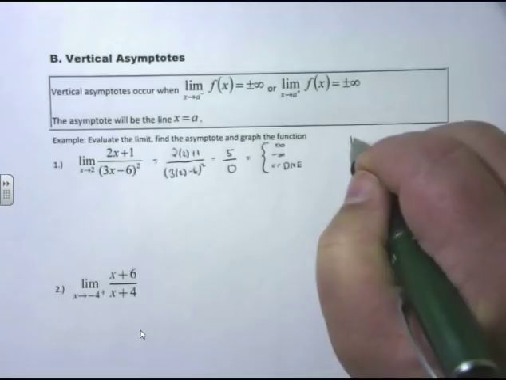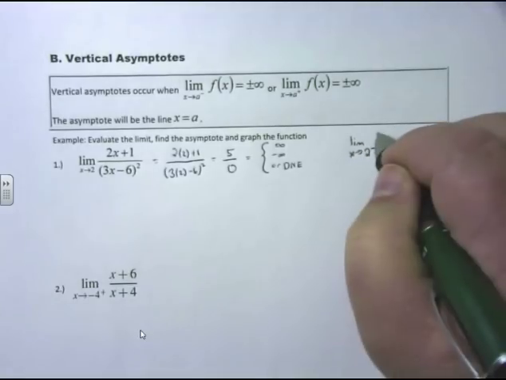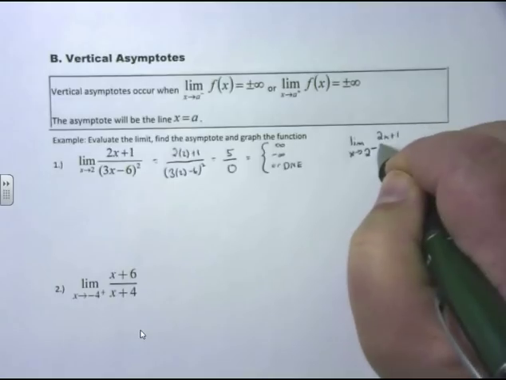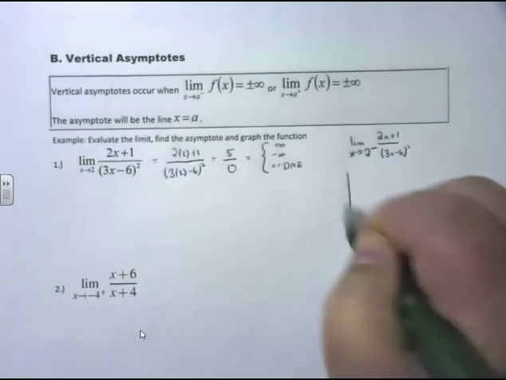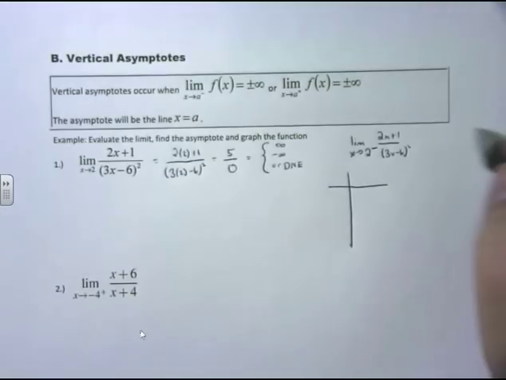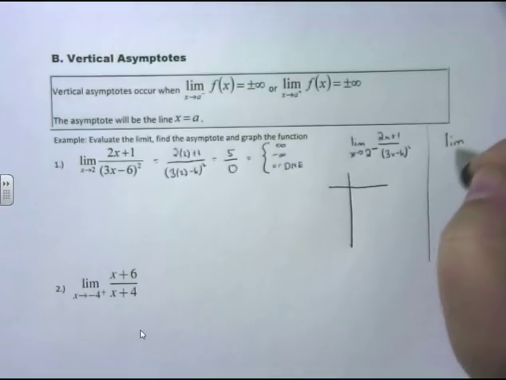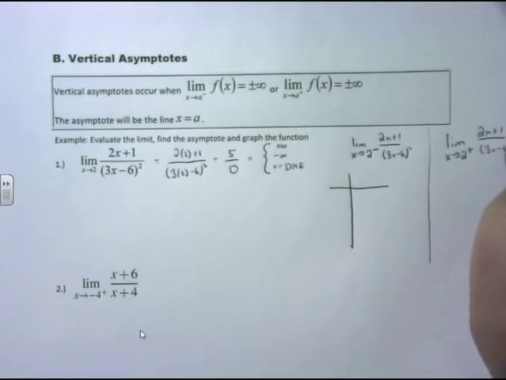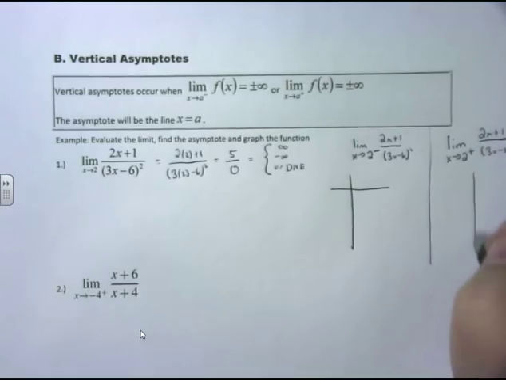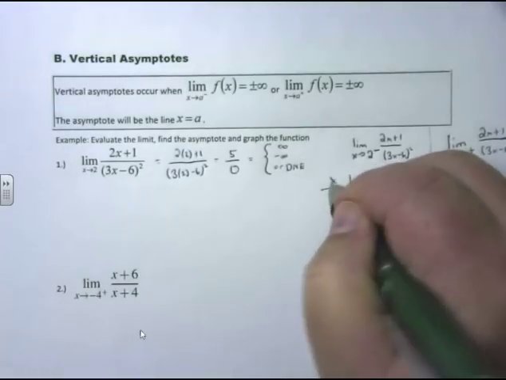So we're going to take the limit as x approaches 2 from below of this (2x plus 1) over (3x minus 6) squared, and we're going to create a little chart for that guy. And at the same time, we'll come over here and do the other side limit. Take the limit as x approaches 2 from the plus side of (2x plus 1) over (3x minus 6) squared. And let's do a little chart work. All right, here's my x and here's my y.